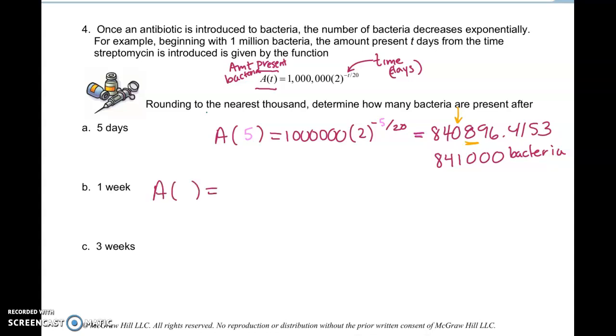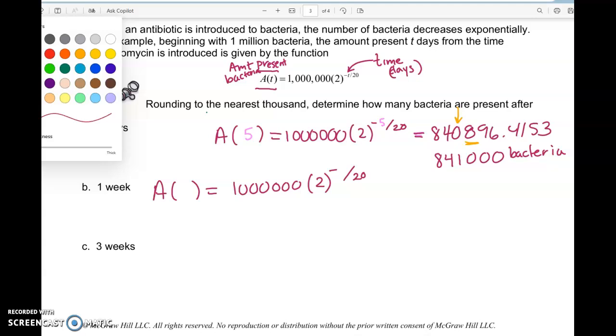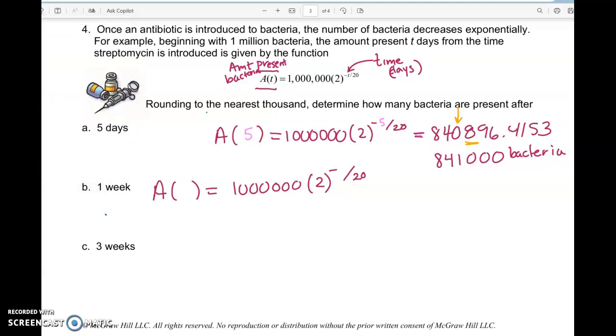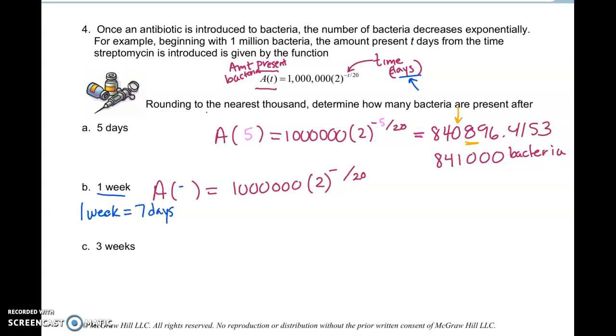Now, again, I'm going to write the function, and I'm going to leave a blank spot wherever I had a t. And now I'm going to put in the time. Well, should I put in 1 week? Should I put the number 1 in? No, I have to have the time in the units of days. So I know in 1 week, there are 7 days. So I'm going to put in 7 instead.